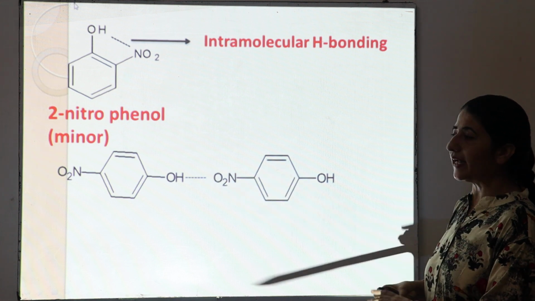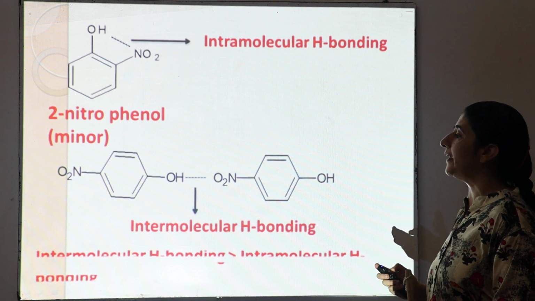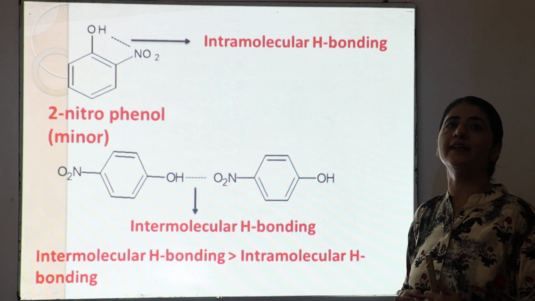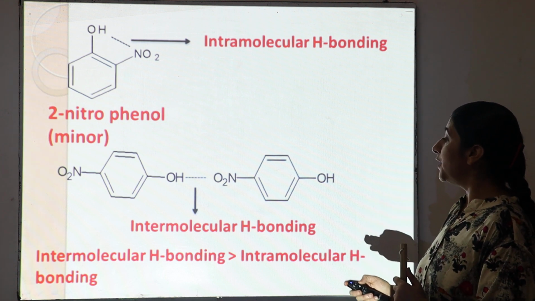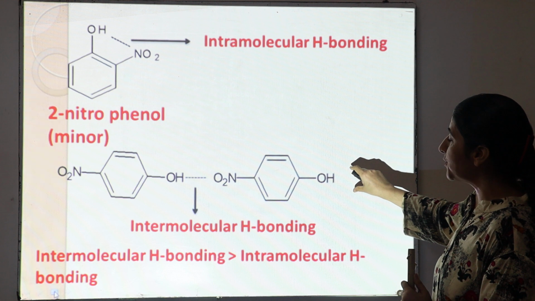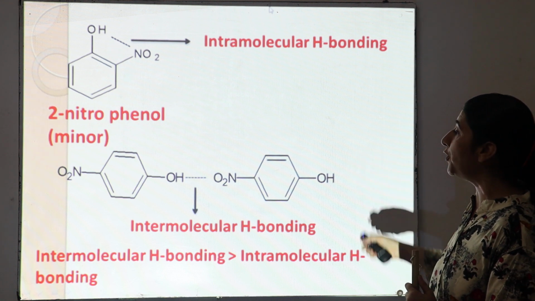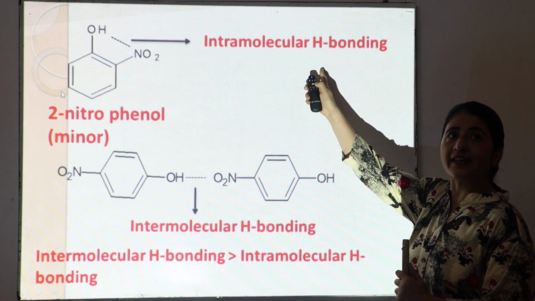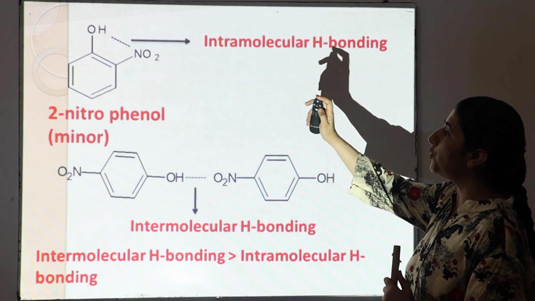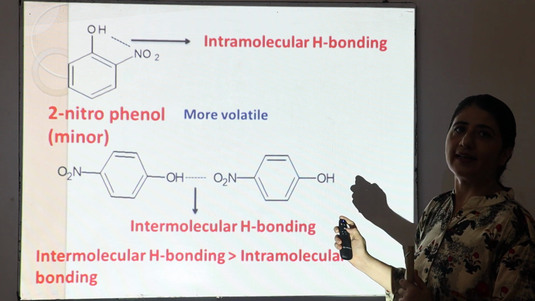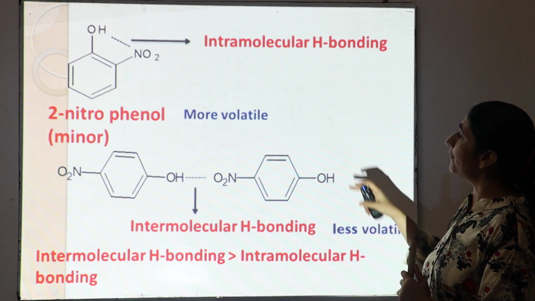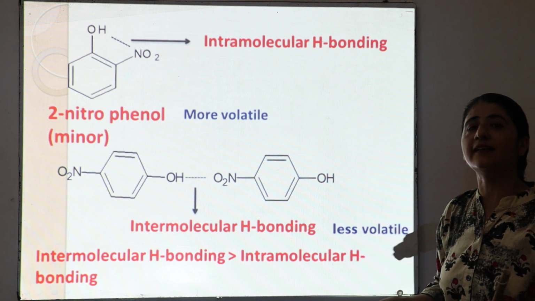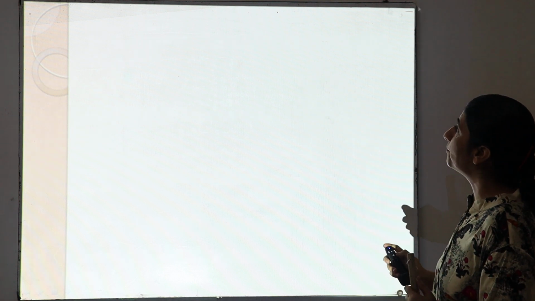So as we know, intermolecular hydrogen bonding is stronger than intramolecular hydrogen bonding. That is why, due to the strong bonding, 4-nitrophenol is less volatile, whereas due to the presence of weak intramolecular hydrogen bonding, 2-nitrophenol is more volatile. And due to the difference in volatility between the two products, they are easily separated by steam distillation.